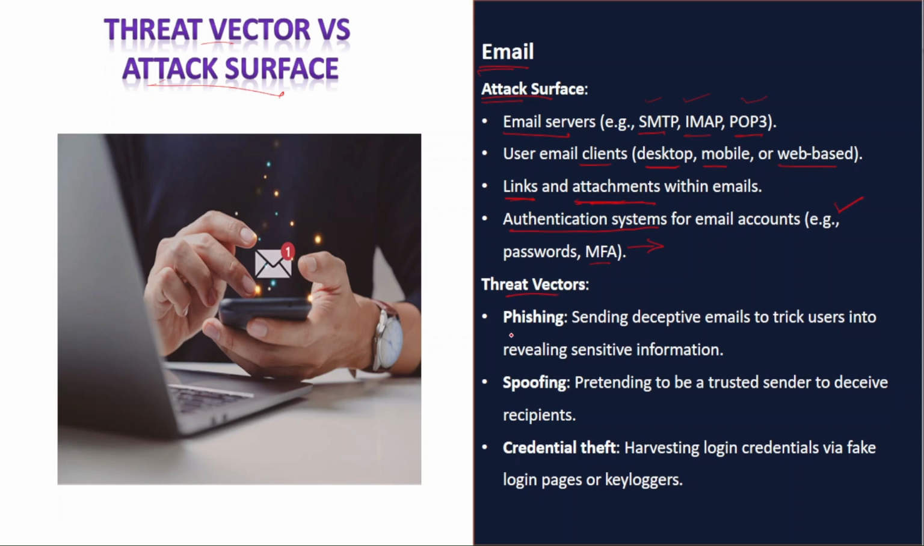So what are the threat vectors? The first and most important one is phishing. This is sending deceptive emails to trick users into revealing sensitive information. Another one is spoofing, pretending to be a trusted sender to deceive recipients. For example, sending company employees an email pretending to be, let's suppose, the CEO, and deceiving the employees of the company. Again, credential theft: harvesting login credentials via fake login pages or keyloggers. So these are the threat vectors.